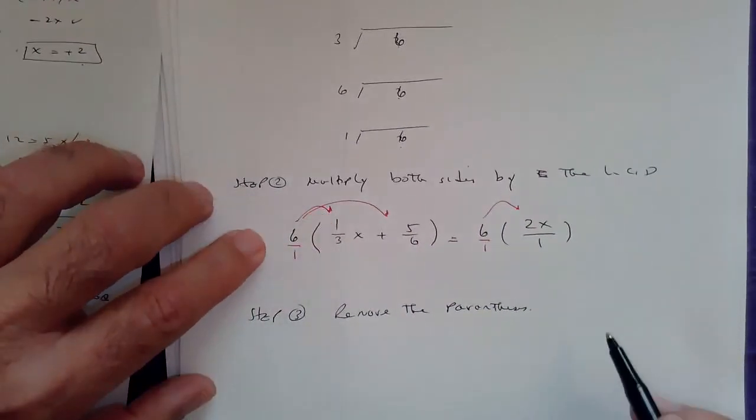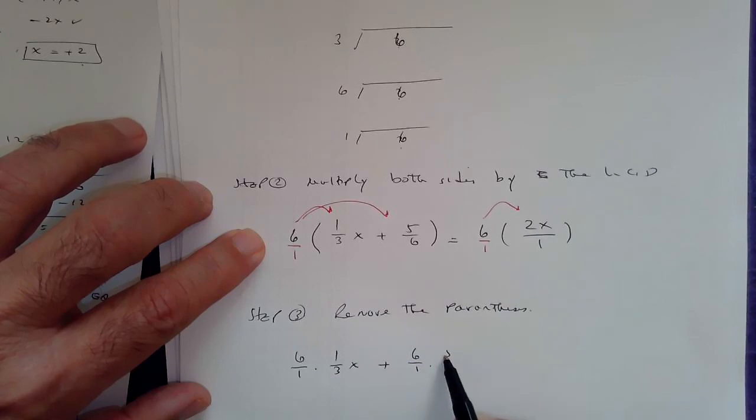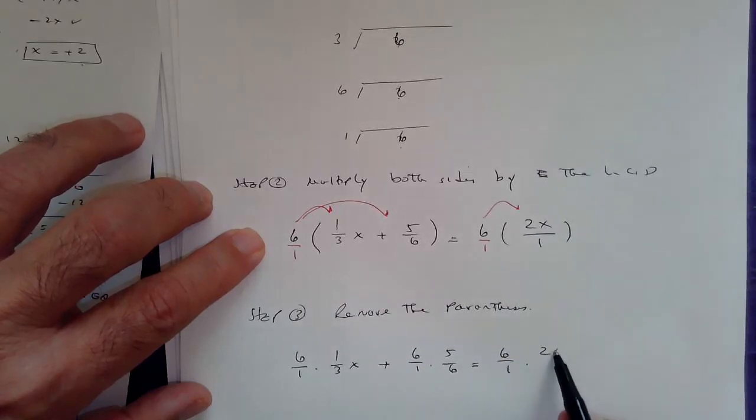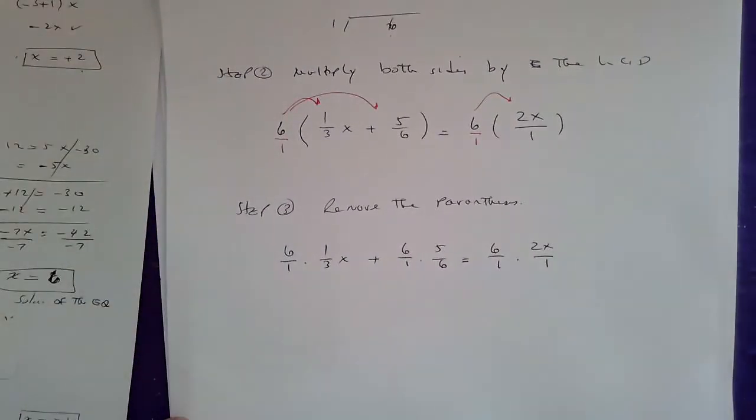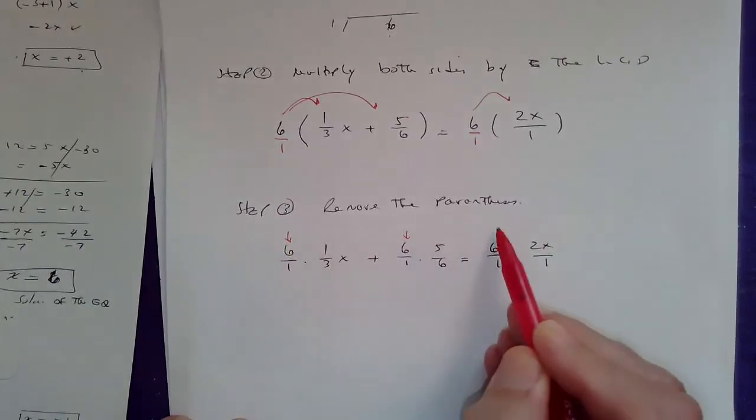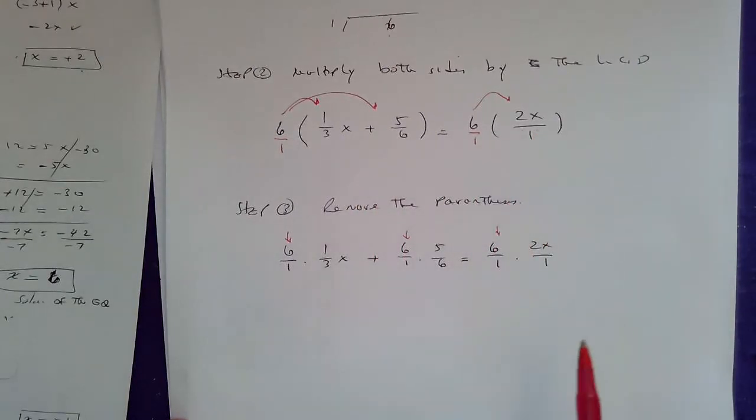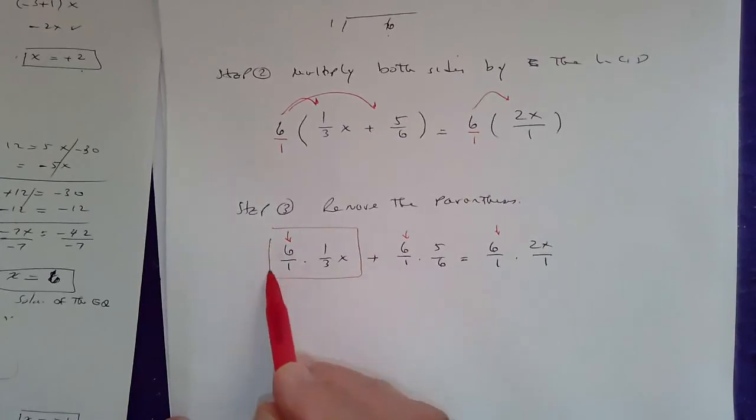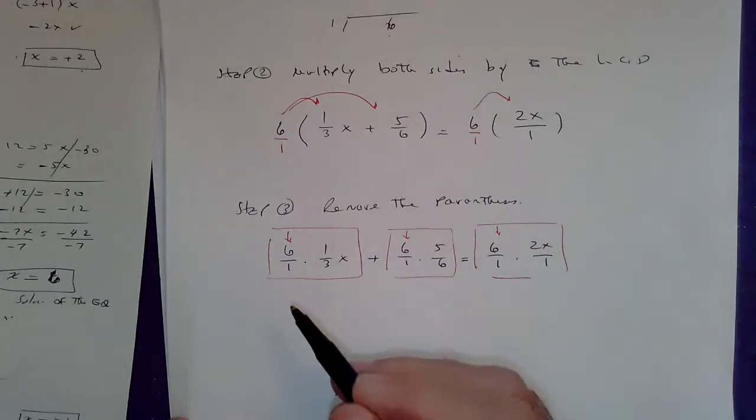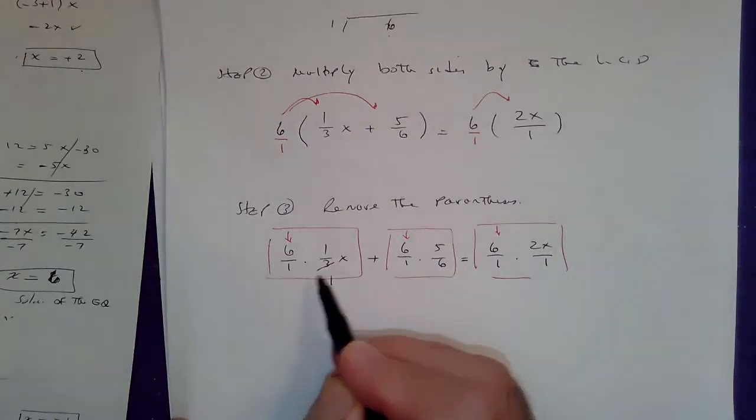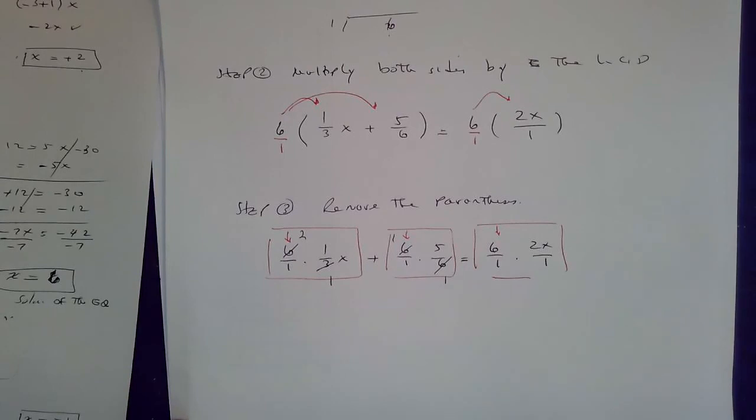So distribute the 6 over these 2 fractions and over 2x. So 6 over 1 times 1/3 x, 6 over 1 times 5 over 6, 6 over 1 times 2x over 1. To distribute the 6, write 6 twice on the left and once on the right, because you got 2 fractions on the left and 1 fraction on the right. Inside each of these boxes, perform the multiplication of fractions. How do you multiply fractions? First, you cross-reduce them. 3 goes into 6 twice, 6 goes into 6 once, and there is nothing to cancel on the right side.